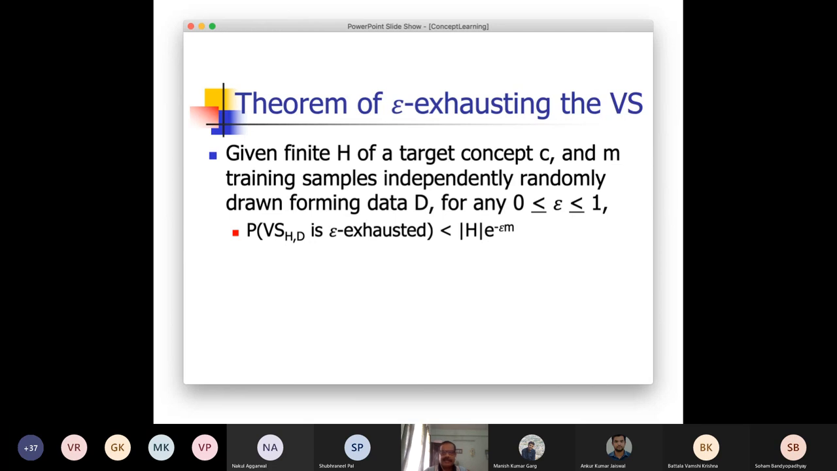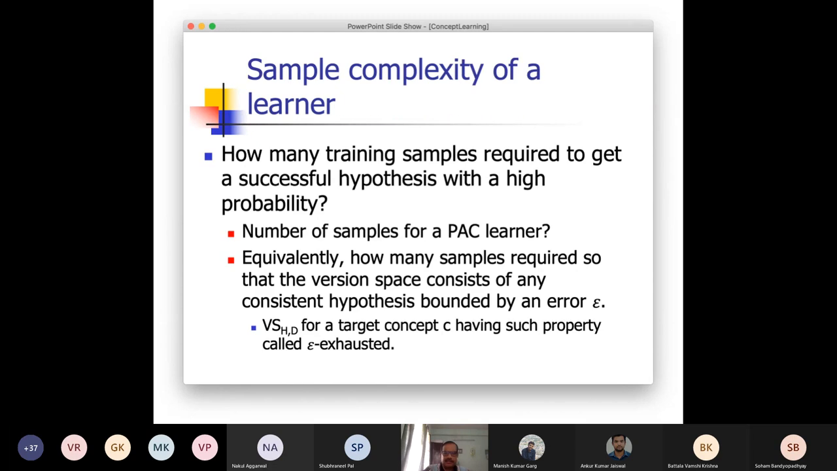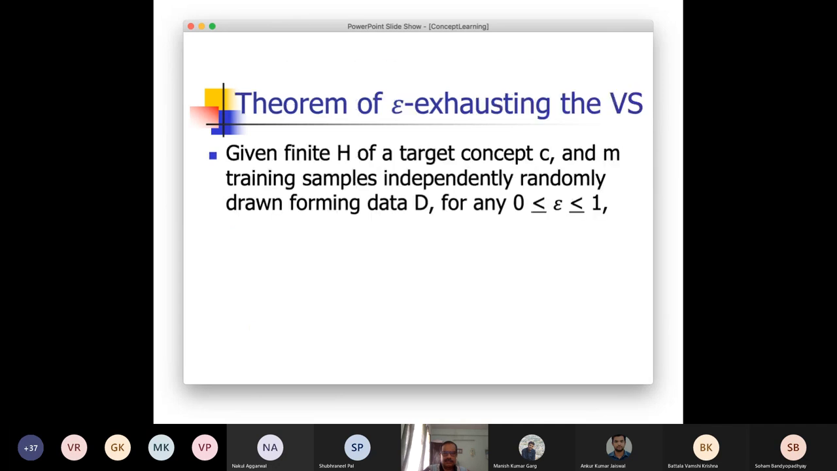It shows that if you increase your training examples, then the definition of epsilon exhaustive. So let us see the proof, then we'll see the implications later.